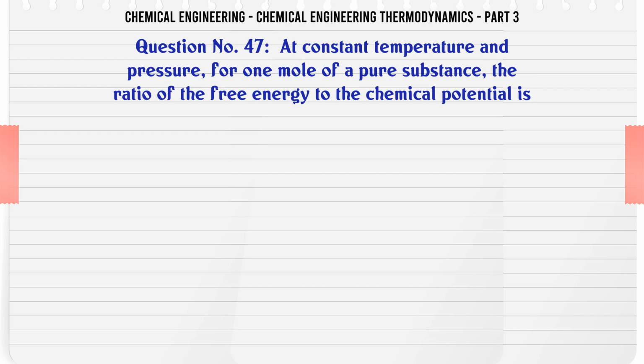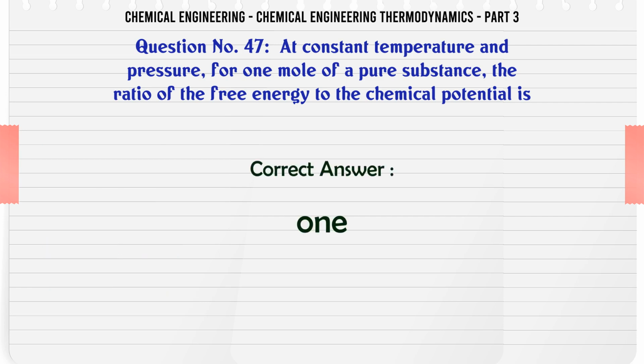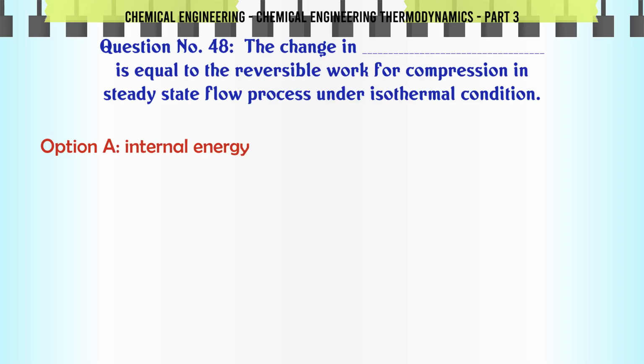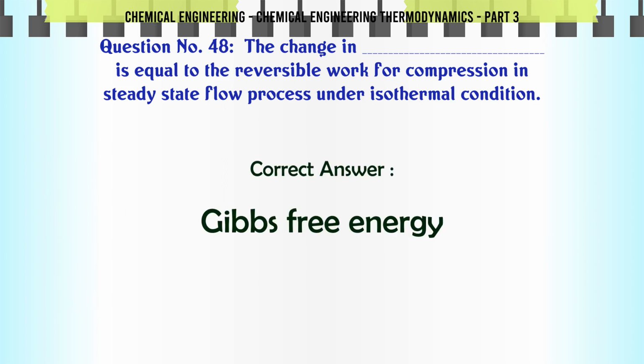At constant temperature and pressure for 1 mole of a pure substance, the ratio of the free energy to the chemical potential is A. 0, B. 1, C. infinity, D. negative. The correct answer is 1. The change in is equal to the reversible work for compression in steady-state flow process under isothermal condition. A. internal energy, B. enthalpy, C. Gibbs free energy, D. Helmholtz free energy. The correct answer is Gibbs free energy.